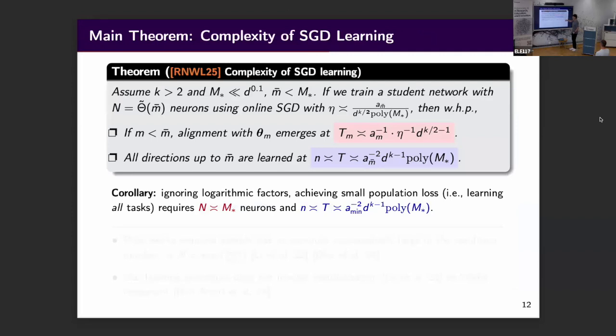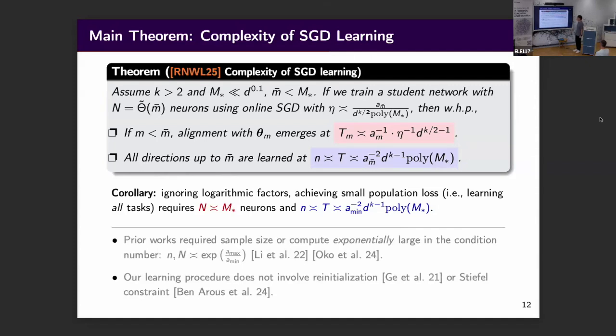Just a corollary. So if ignoring polylogs, what this theorem is saying is that if you want to achieve small population MSE, you need something like d to the k minus 1 poly m samples and runtime, and the width of the student model n will just be proportional to m star. So this is like the minimum number of neurons you need. And this is quite important because we want to establish a sharp approximation barrier for the scaling law.